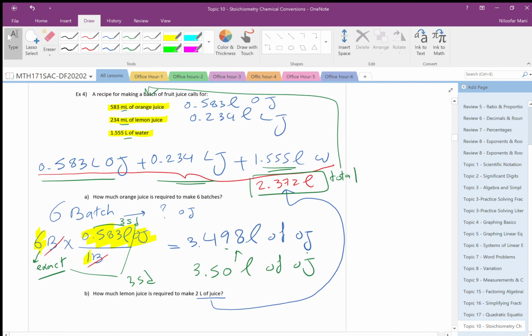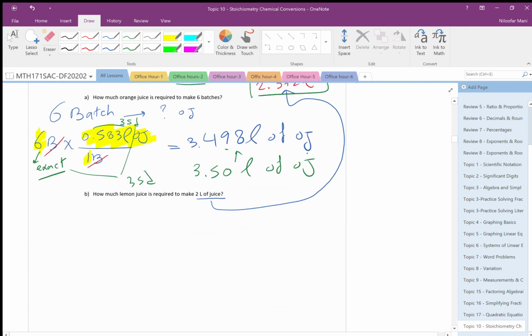So remember, here I have something between batch and batches, and also something between how many liters. Here it says how much lemon juice is required to make 2 liters of juice. See, here I didn't say how many batches. Even it's not one batch, because one batch is 2.372 liters, which is in red. I wrote total. So that's different. So I want to say how many for 2 liters.